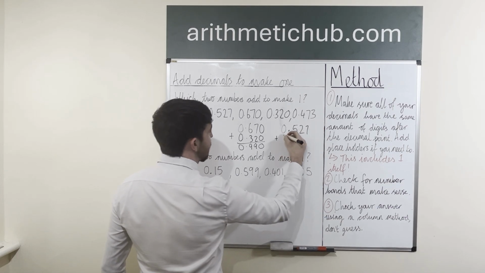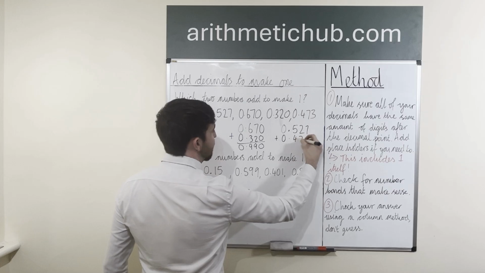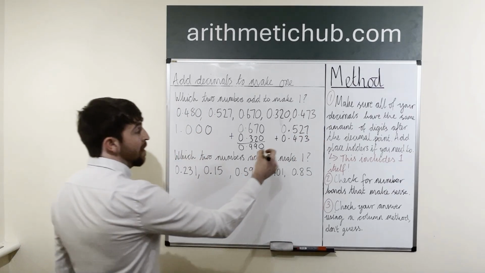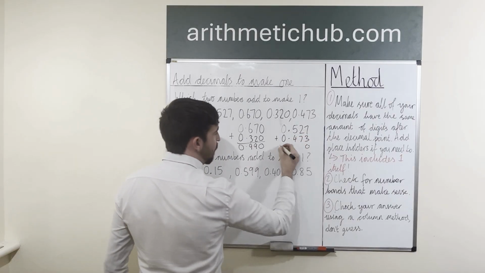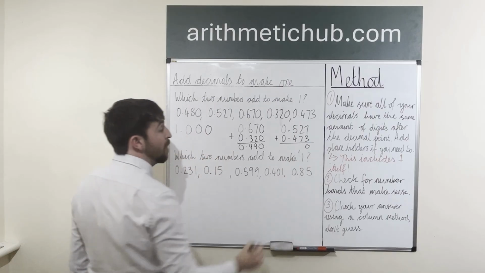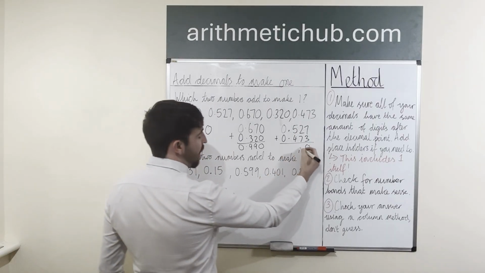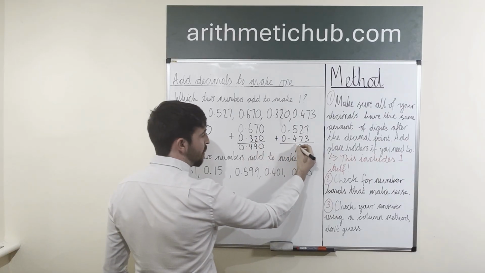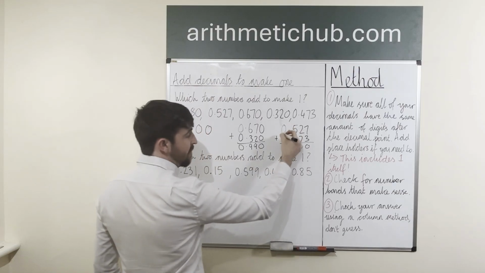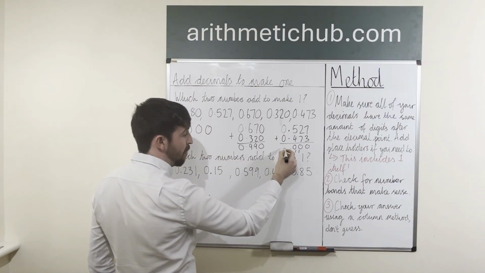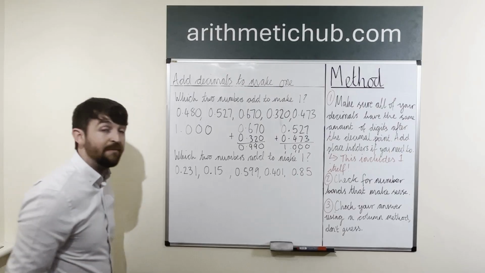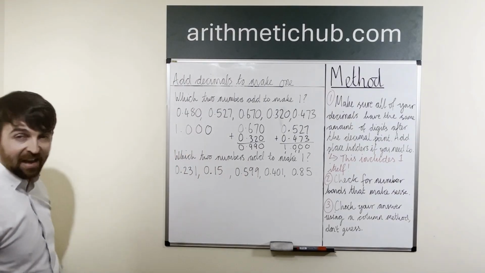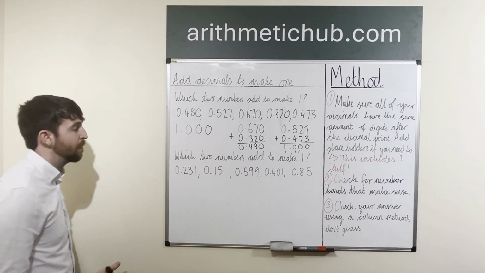0.527 and 0.473. Make this 7 clear as a 7. 7 add 3 is going to give me 10. 2 add 7 is going to give me 9. Add the 1 is going to give me 10. 5 add 4 is going to give me 9. Add the 1 is going to give me 10. 0 add 0 is going to give me nothing. Add the 1 is going to give me 1.000, which is exactly what it was that we were asking for.